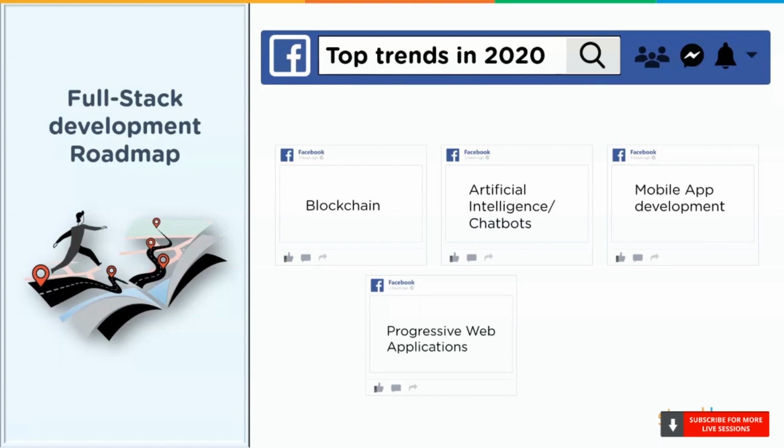Next up is progressive web applications. Now, these are like a hybrid of mobile and web apps. They are faster to load and provide some amazing features like push notifications. Another important feature is their ability to work offline.